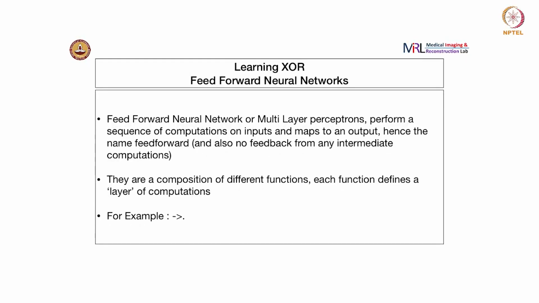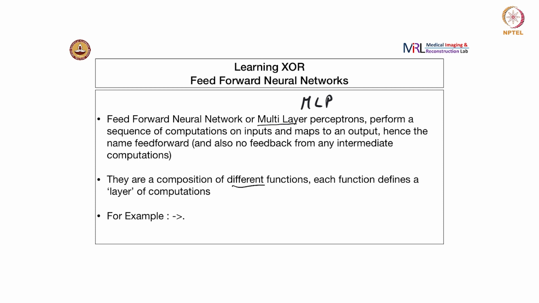Feed-forward neural networks, or multi-layer perceptrons, are called MLPs. I think you must have come across this acronym somewhere. They perform a sequence of computations on inputs and eventually map to an output. Typically, we'll only look at scalar outputs. Because it's a sequence of computations and there is no feedback, it's called a feed-forward network. This is accomplished using a composition of different functions, and each function defines a layer of computations.